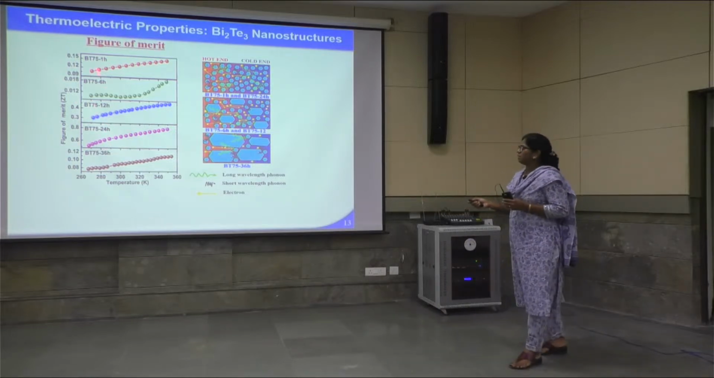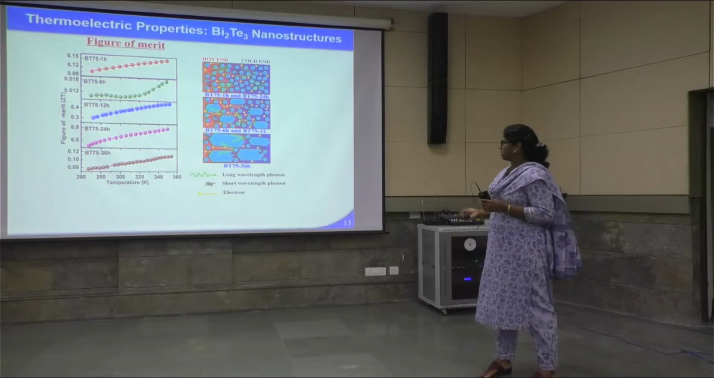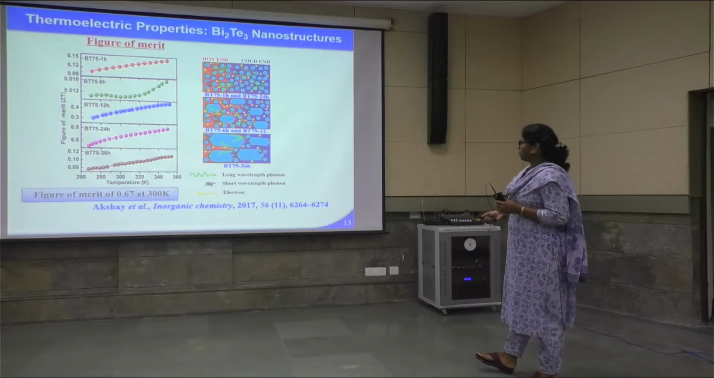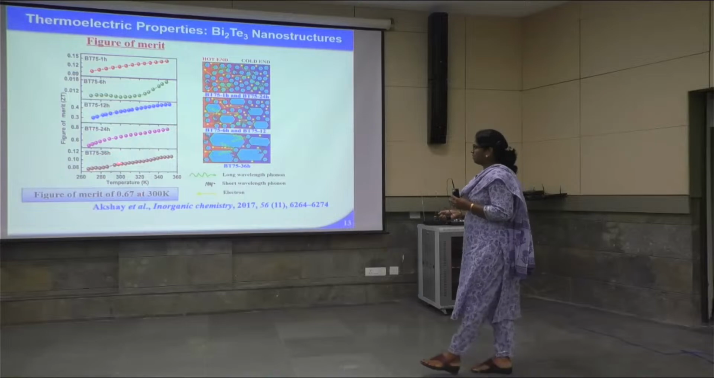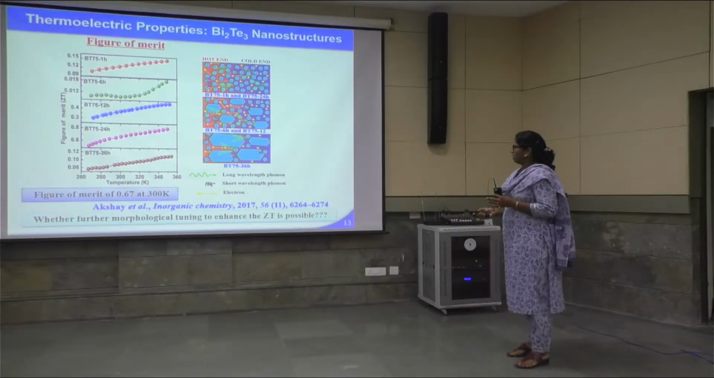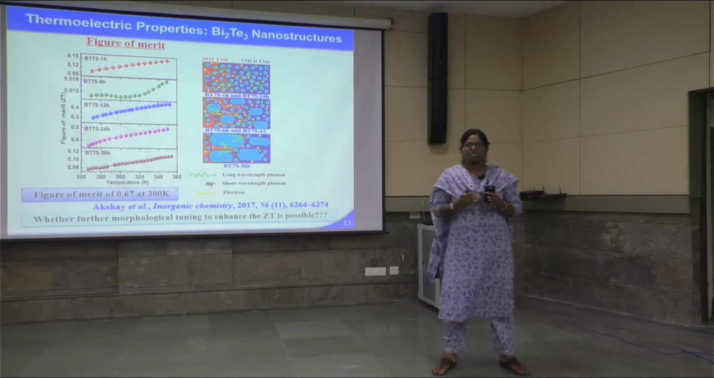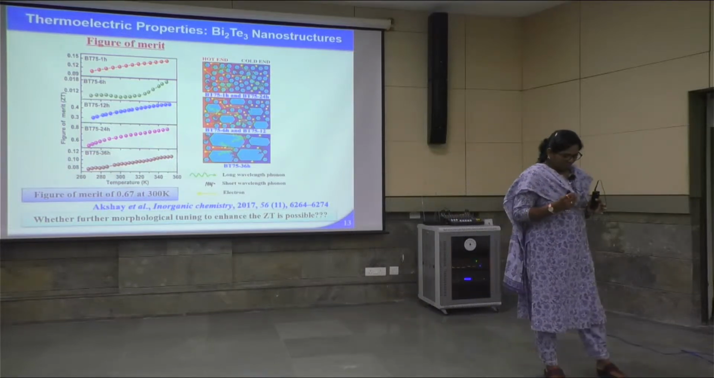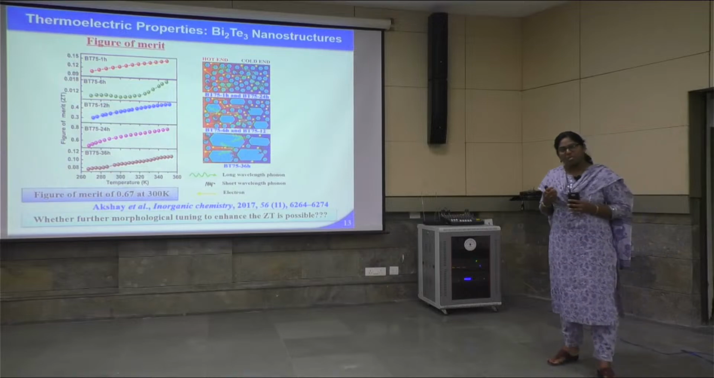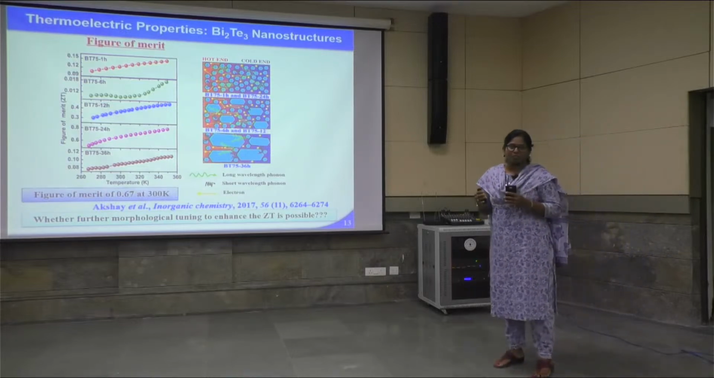we got very lesser values of figure of merit in this case. So the figure of merit which we got is 0.67 at room temperature, 300 K. So what we have done using this mechanism, the morphology is the basic, fundamental thing which we can understand, and from there we can try to further make the fine particles.